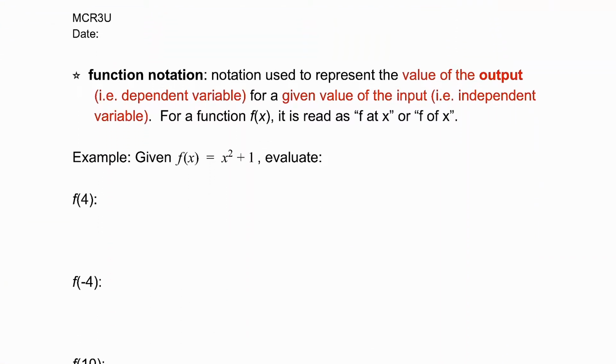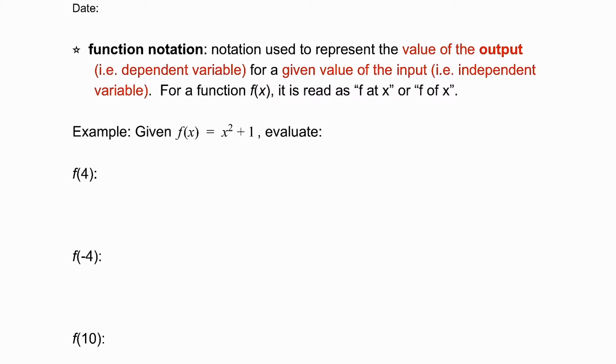So a definition of it is function notation is a notation used to represent the value of the output. I'm throwing some sort of computer terminology out there, but really it's what I think is the answer, or in this case, the dependent variable. So it's notation to represent the answer for a given value of the input, or in this case, the independent variable. For a function f(x), it is read as "f of x." Either one works and is interchangeable.